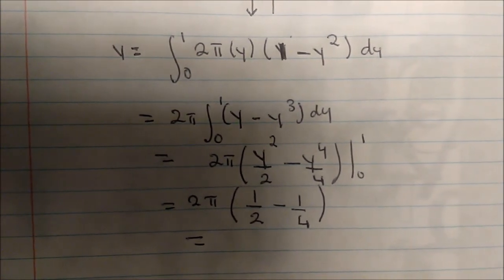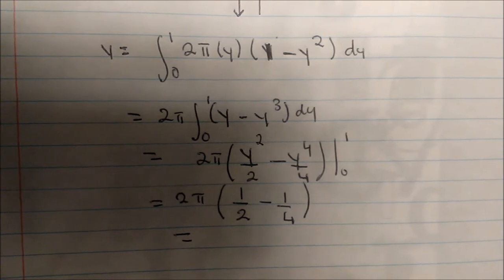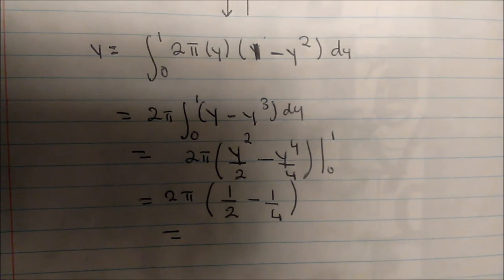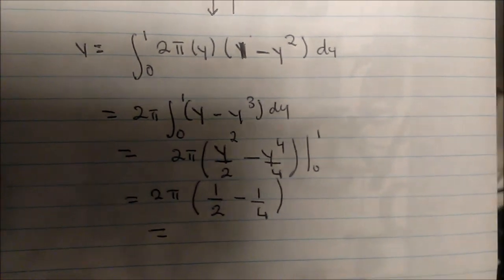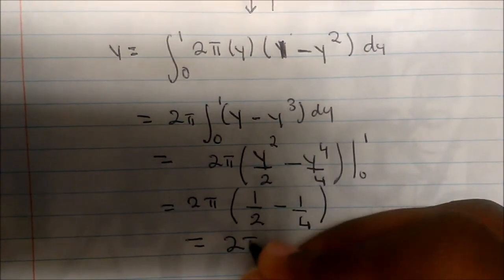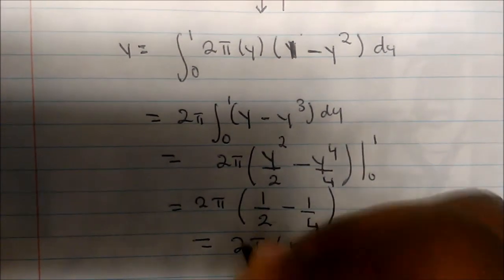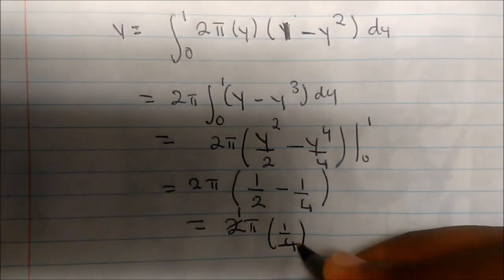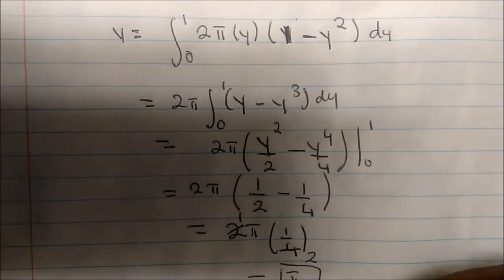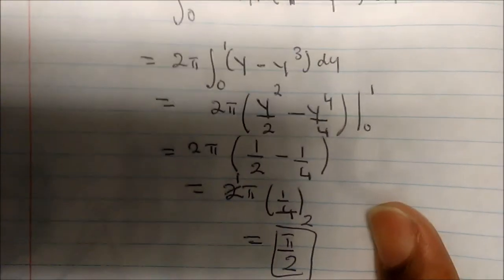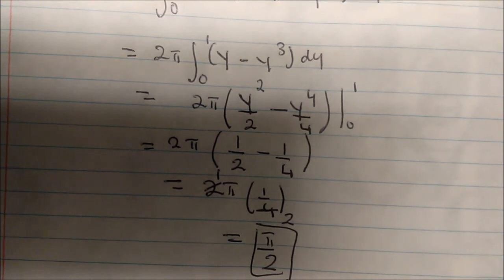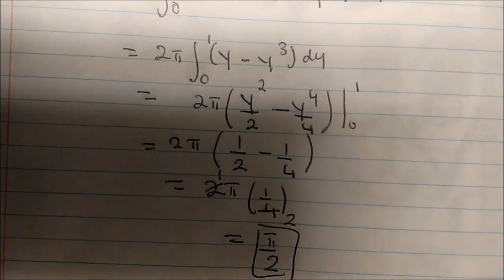Okay. So what do we do next? If we take 1/2 and subtract 1/4 from it, what do we get? Well, we get 1/4. So this becomes 2 pi times 1 over 4, and that simplifies to pi over 2. And that will be your answer. So be very careful about the x and y axis of cylindrical shells, because you got to remember they're opposite. If we're rotating about the x, we integrate with respect to y.